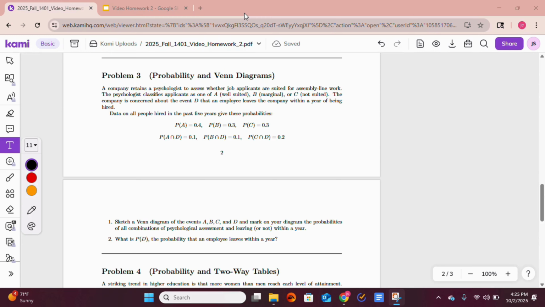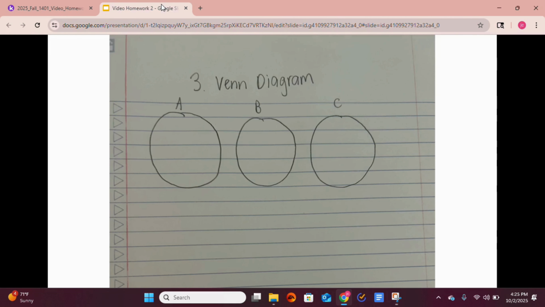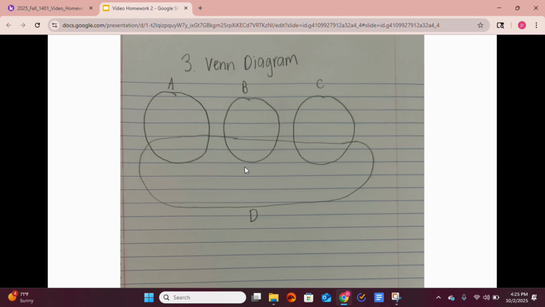Question 1 asks us to sketch a Venn diagram of the events A, B, C, and D, and mark on your diagram the probabilities of all combinations of psychological assessment and leaving or not within a year. To make this diagram, we would first need 3 circles to represent A, B, and C. Unlike a typical Venn diagram, we don't overlap these circles because they are disjoint. Next, we have to account for the probability of them leaving in a year, so we would add circle D that overlaps all A, B, and C. Then we look at the probabilities they gave us to fill in the numbers in our diagram.